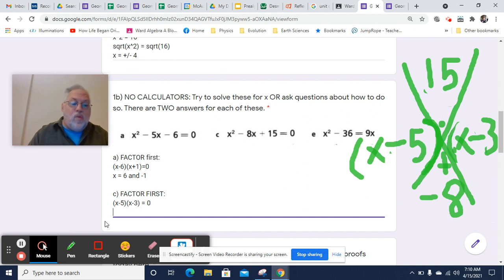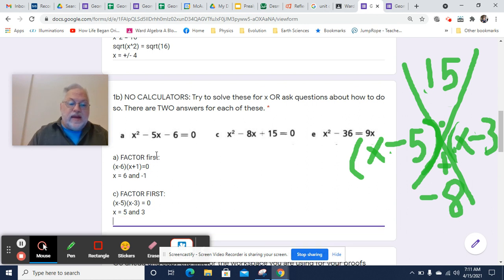So now you've got to figure out what x value would make either one of these factors 0. Because if you turn this factor into 0, it doesn't matter what this factor is. The whole thing will equal 0. Same thing with x minus 3. So x could be 5 to make this equal 0, and also 3. Remember, I told you there'd be 2 answers.